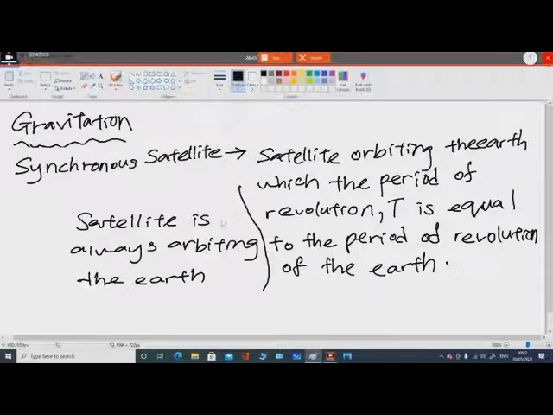Okay, we know that the period of revolution of the Earth in one day is actually 24 hours. So this satellite is to revolve for 24 hours, which is the same as the period of revolution of the Earth. So this is what we call synchronous satellites. Okay.